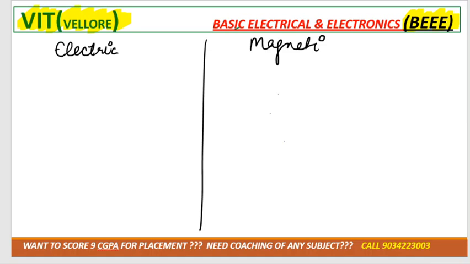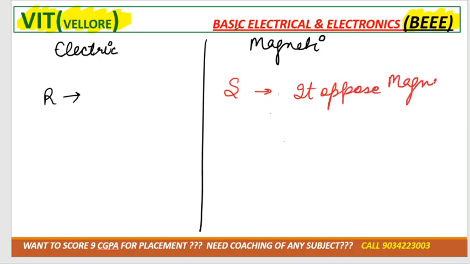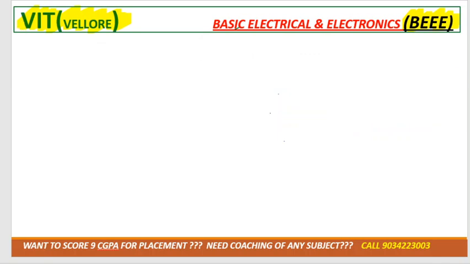Resistance basically opposes current, right? Resistance opposes the flow of current, but reluctance, S, opposes the magnetic flux, the magnetic path to flux, and its unit is ampere per Weber. Clear? So we'll learn all the formulas.